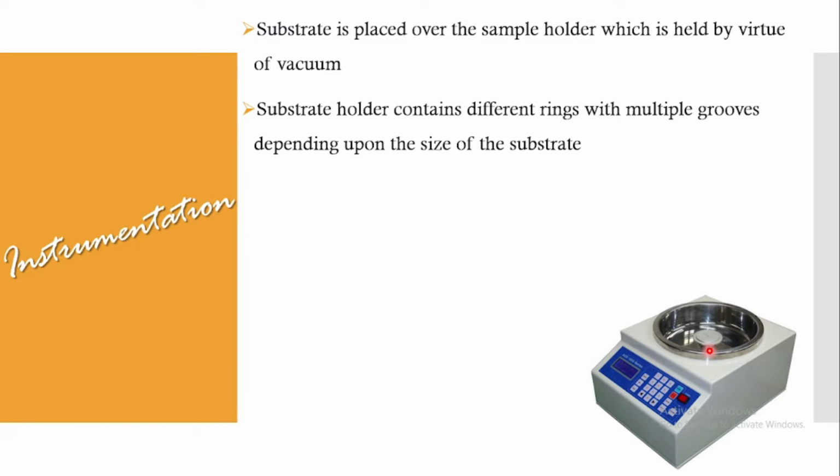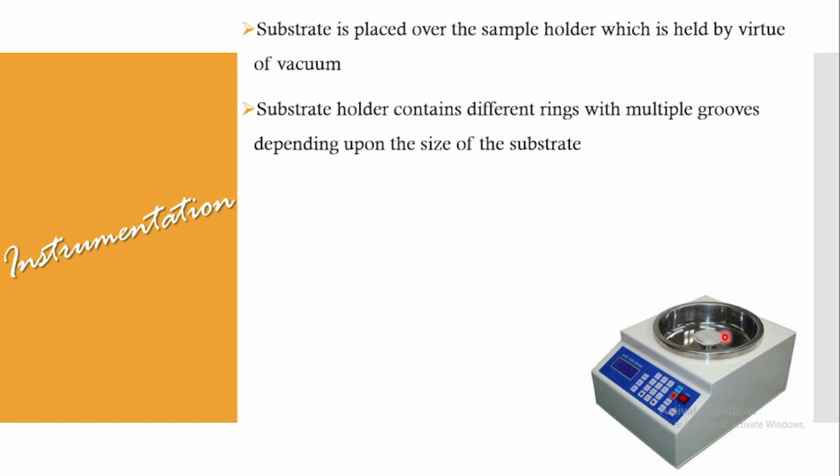Whichever size of substrate we need to get the thin film on, according to that we can set the different rings with the grooves. The smallest one can hold small wafers, then the medium one of approximately 3 inches, or the larger ring of approximately 4 inches, which depends on the size of substrate we need to spin coat on. So clearly we can understand that based on the size of the ring we can deposit different sizes of thin films.